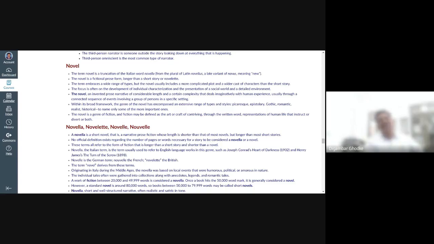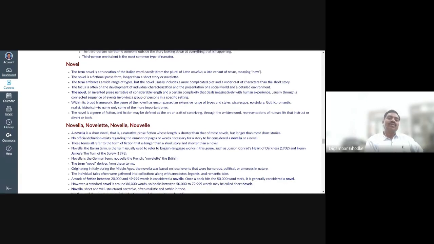Of course, this list is not exhaustive. There are different other terms which you have to understand, and I suggest you to refer to M.H. Abrams' A Glossary of Literary Terms for further details. In this part of our discussion, I shall talk about the term novel and novella.